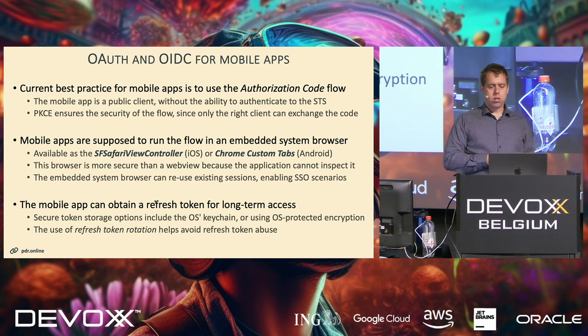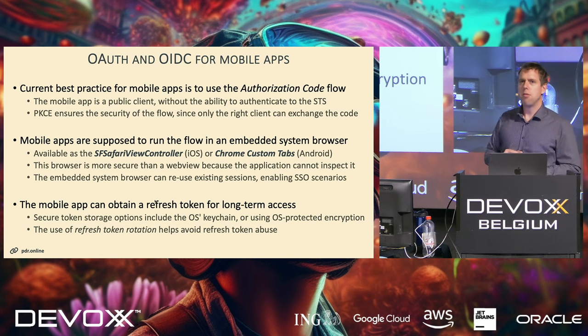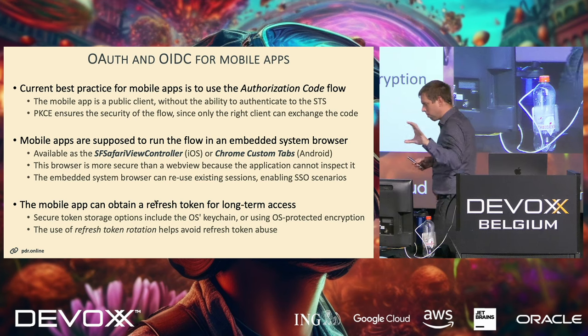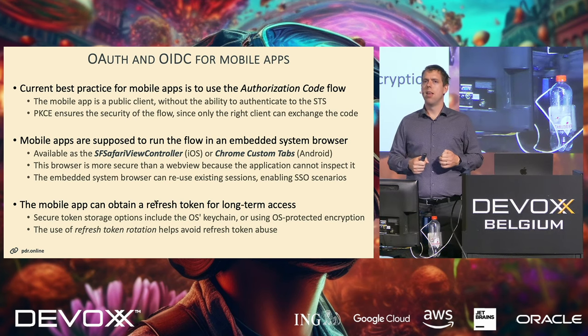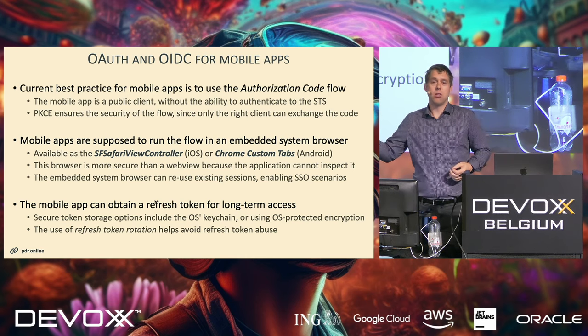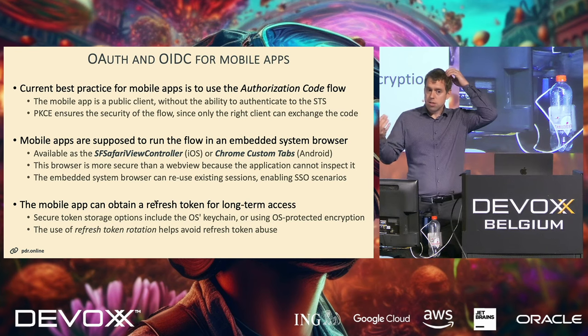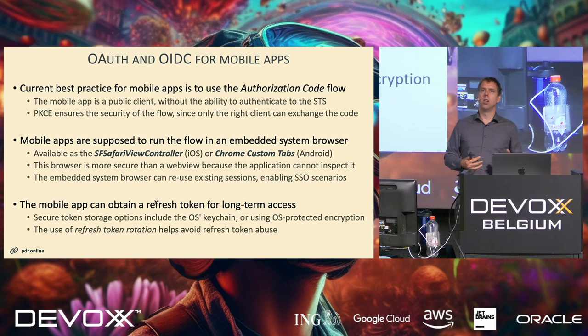Those refresh tokens are extremely sensitive. Remember before, the buffer example, backend web client, you needed client credentials to exchange a refresh token. But a mobile app doesn't have client credentials. So you need nothing to exchange a refresh token. Which means if somebody steals that refresh token, we are in a world of trouble. Like literally a lot of trouble.